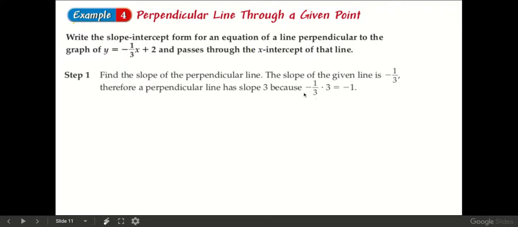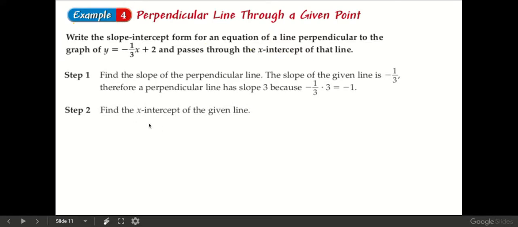And I can verify that if I do negative 1/3 times 3, that equals negative 1, right? Two perpendicular slopes always, when you multiply them, their product is always negative 1. So now I know my slope is 3, right? Positive 3.